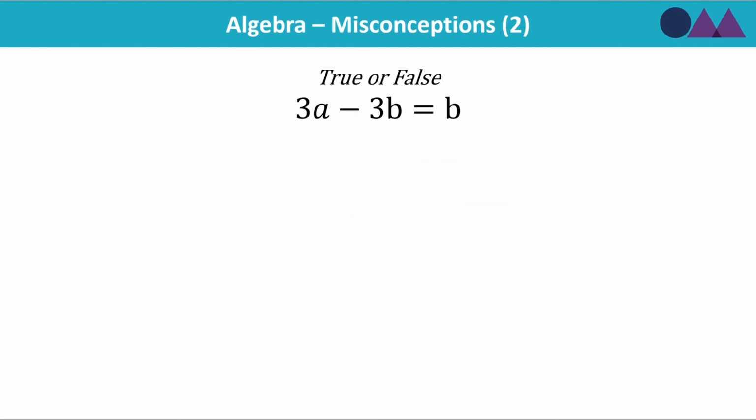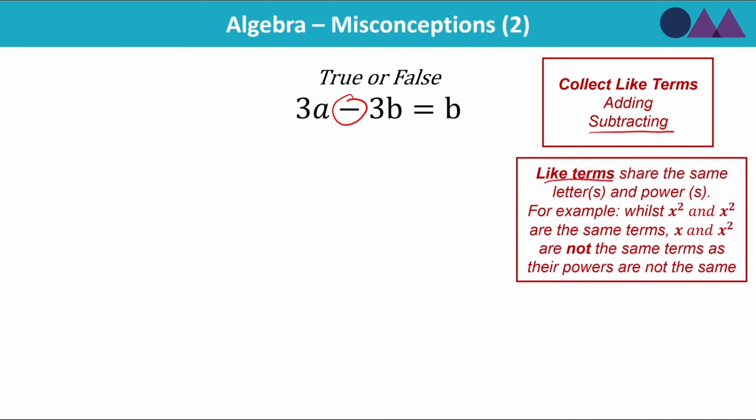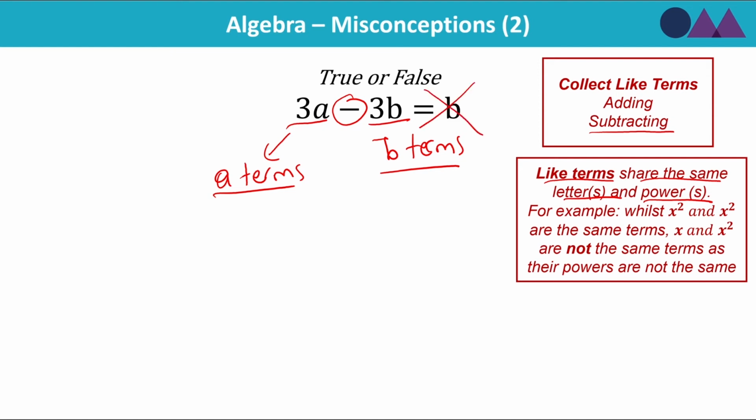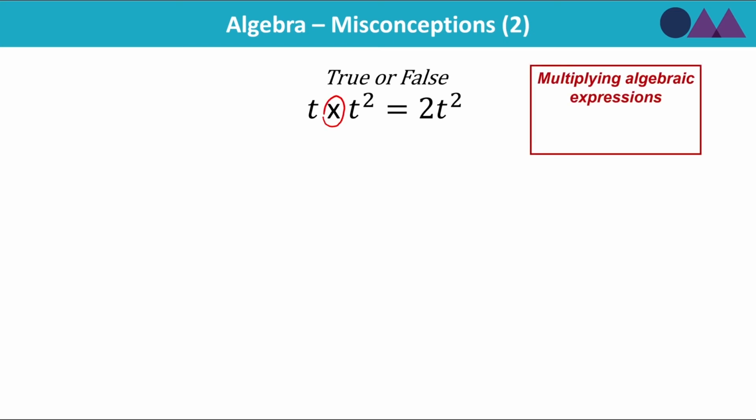The next question is again collecting like terms as the operation is subtracting. And like terms share the same letters and powers. This is a terms, this is b terms. And as you see, the letters aren't the same, therefore you cannot simplify further. Alright? In this question, the operation is times. Therefore, I'll think about multiplying algebraic expressions.